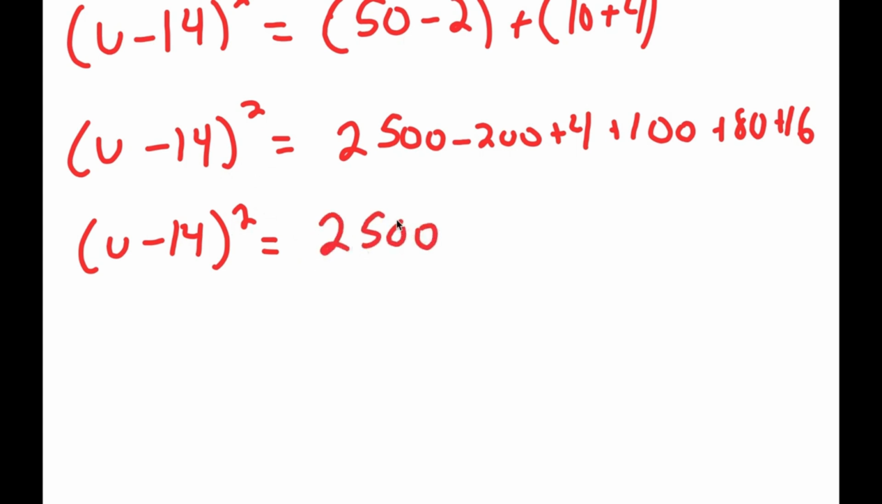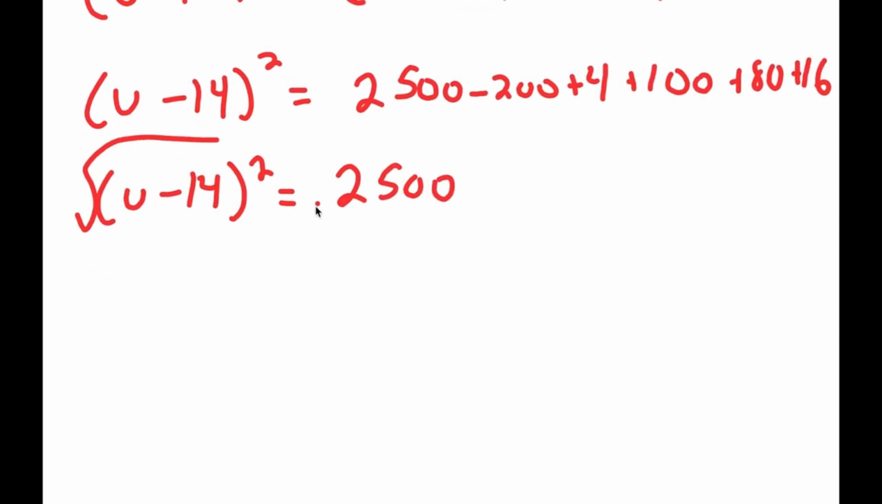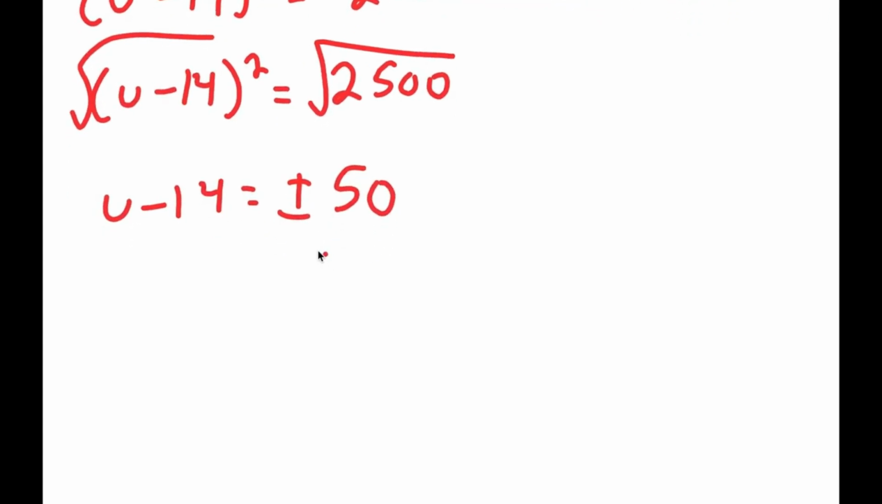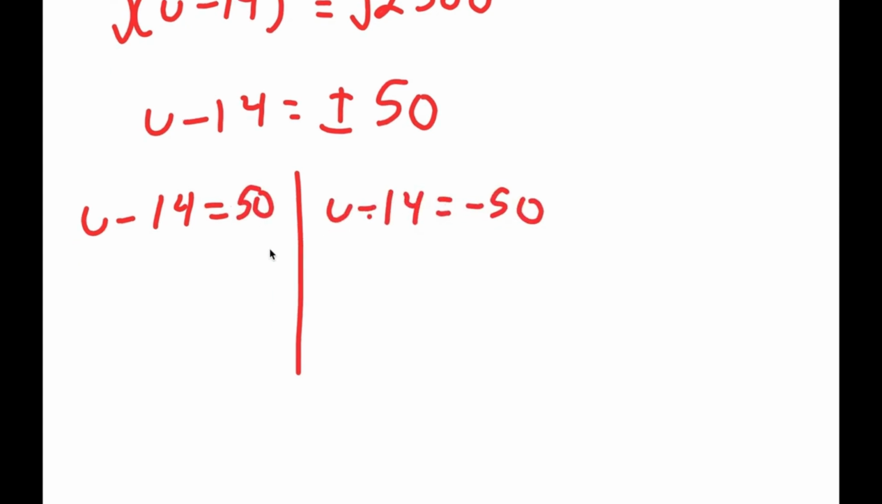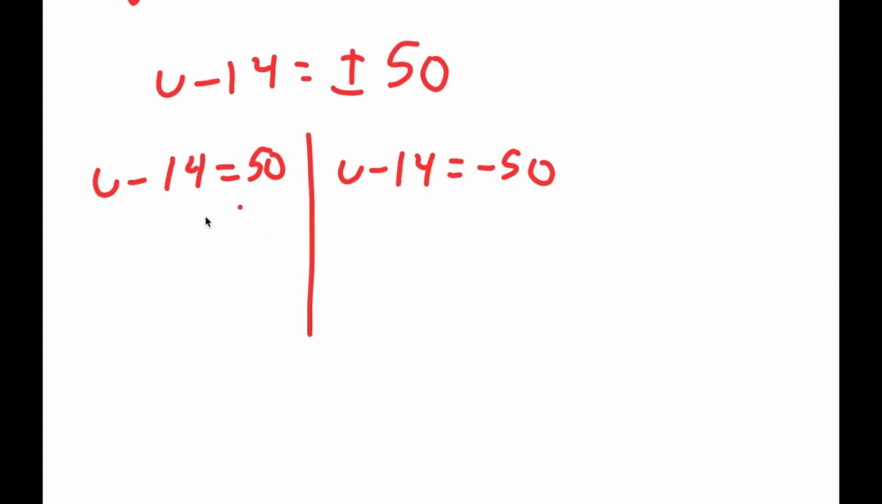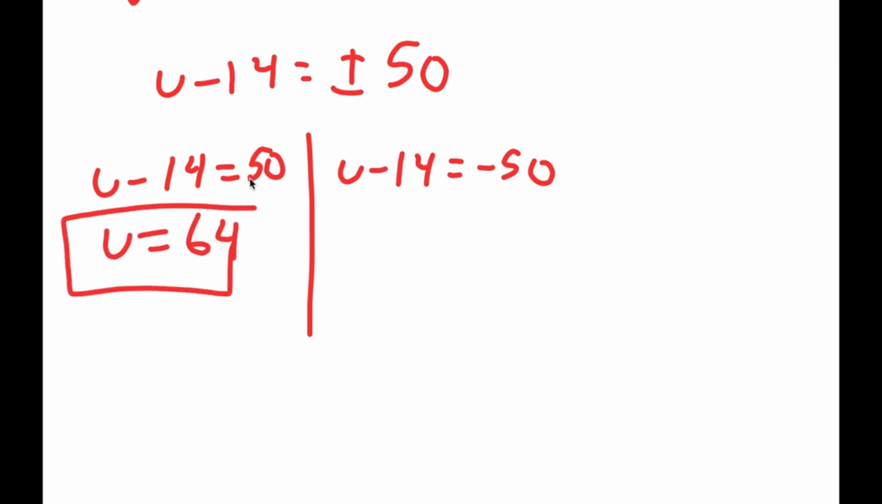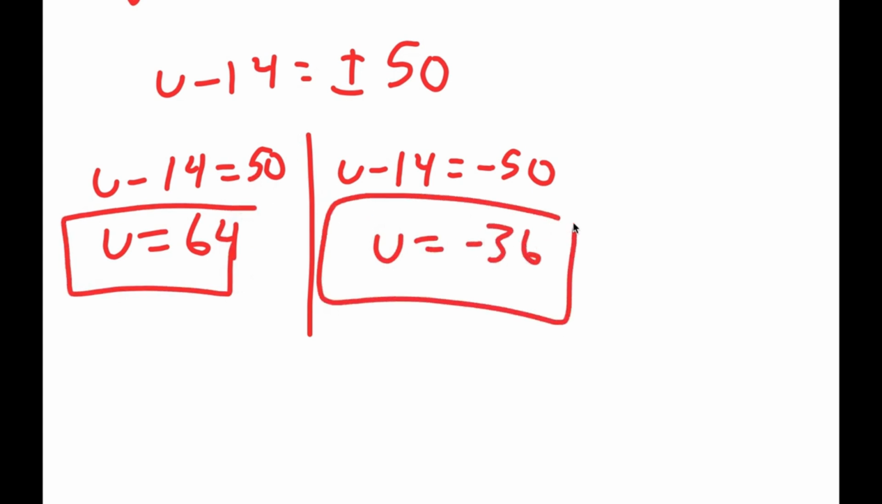And if we take the square root on both sides, we get u minus 14 is equal to positive or negative 50. So we get two equations: u minus 14 is equal to positive 50 and u minus 14 is equal to negative 50. With u minus 14 equal to positive 50, I get u is equal to 64. And with u minus 14 equal to negative 50, I get u is equal to negative 36.